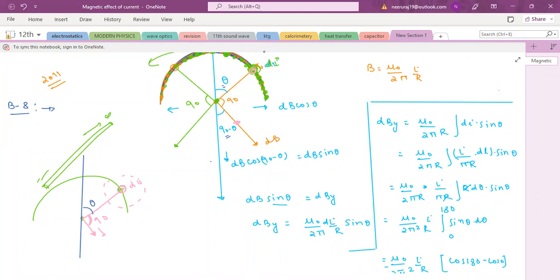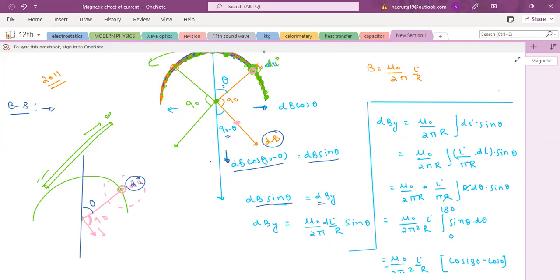But जो dB है due to this part, due to only this small current di, you can resolve this into two components. One component is going to be dB cos(90 minus theta), that is dB sin theta, along the x-axis, I'm calling it, sorry, the y-axis. I'm calling it dBy. dBy value is dB sin theta. This other component is going to be dB cos theta.